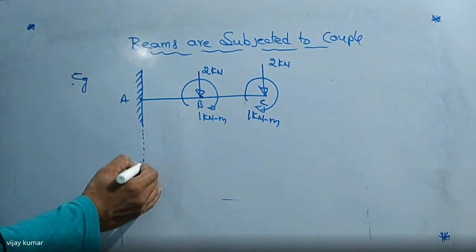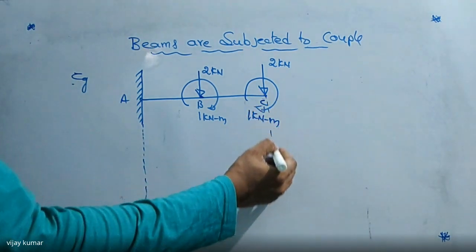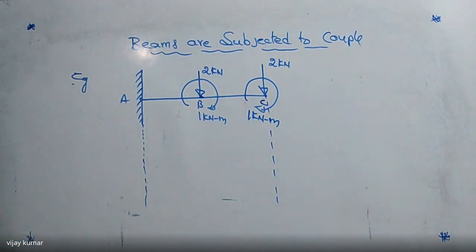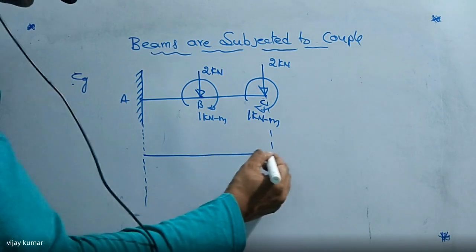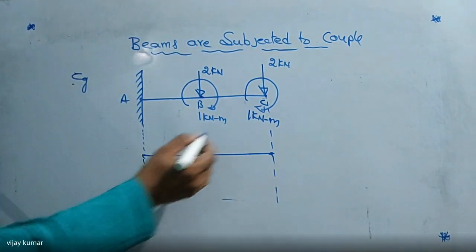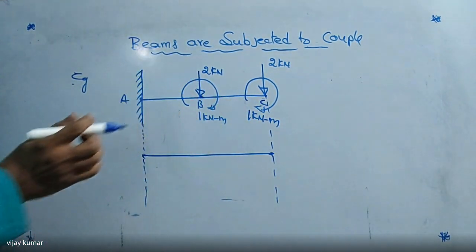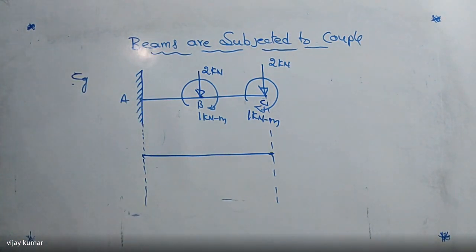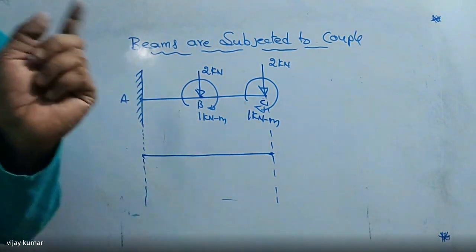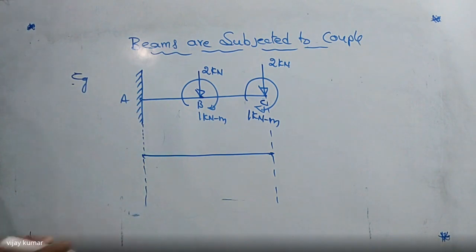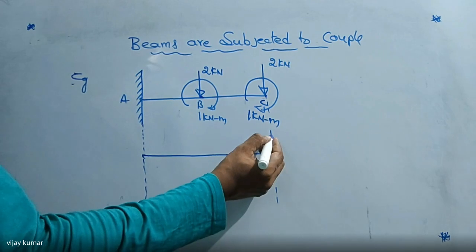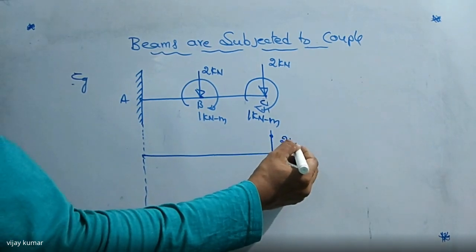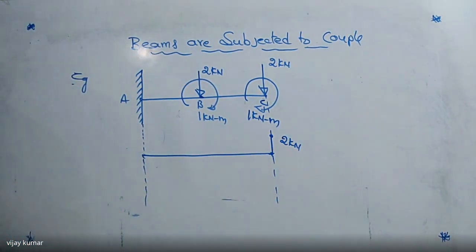So first of all, I'm going to draw the shear force diagram. After that, I'll give the explanation of how to draw the bending moment diagram. So what is the shear force at point C? If you want to draw the shear force diagram, don't consider the couples. I have already told you. Here the force is moving downward, so shear is upward. Up to this one is 2 kilonewtons. That is the shear force at point C.